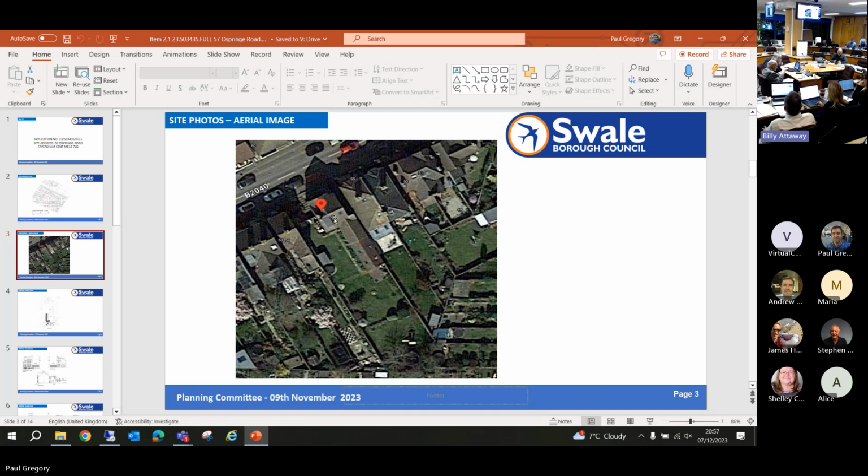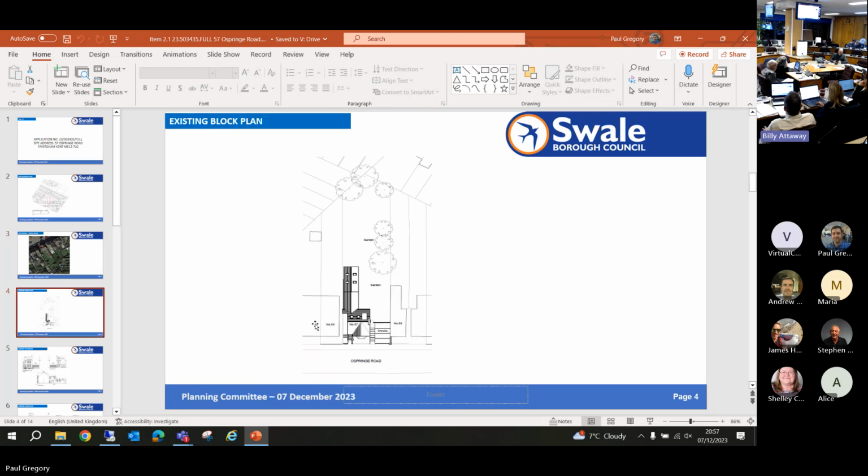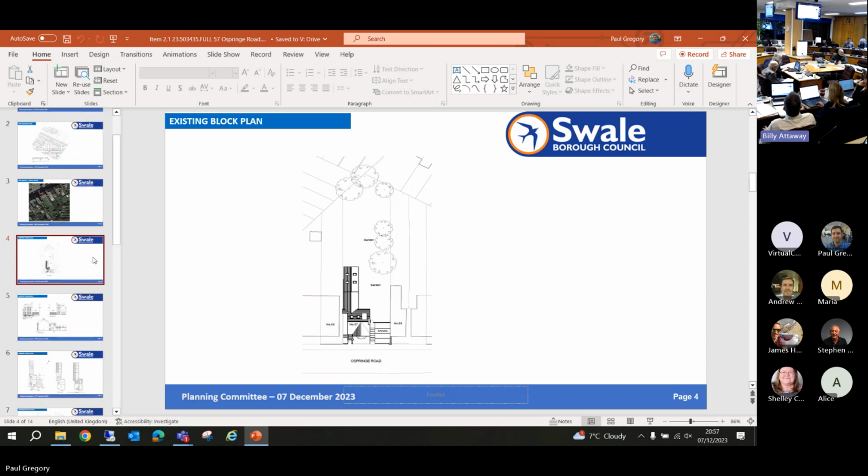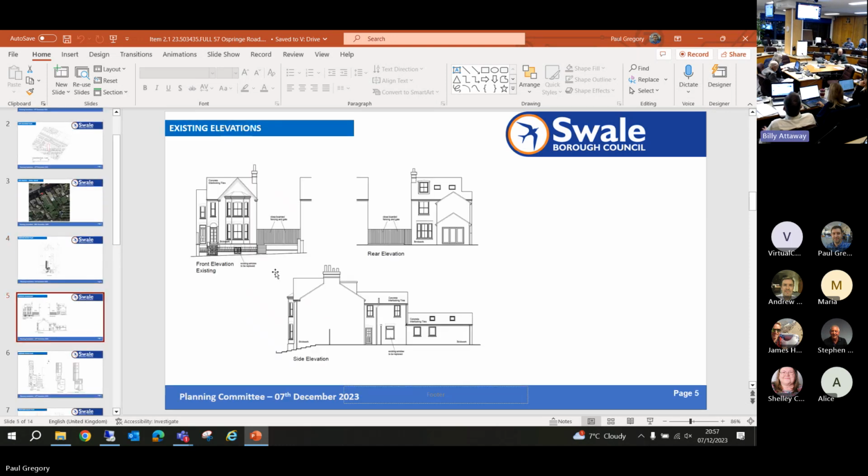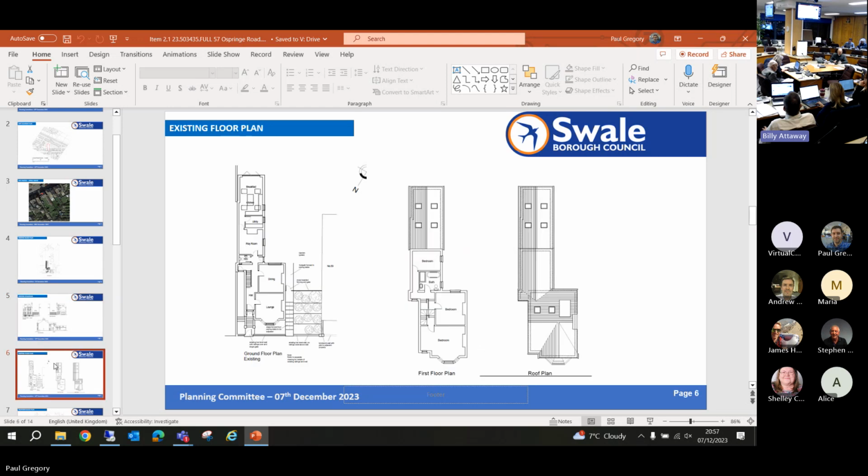So here's the house here. As you can see, it's got an existing quite lengthy projection to the rear and quite a good sized garden as well. So that's the plan view of what we've just looked at on the aerial image. This is the existing elevation of the property. So a traditionally designed property in Faversham, which does have projections to the rear as existing, and that shows it on the plan form there.